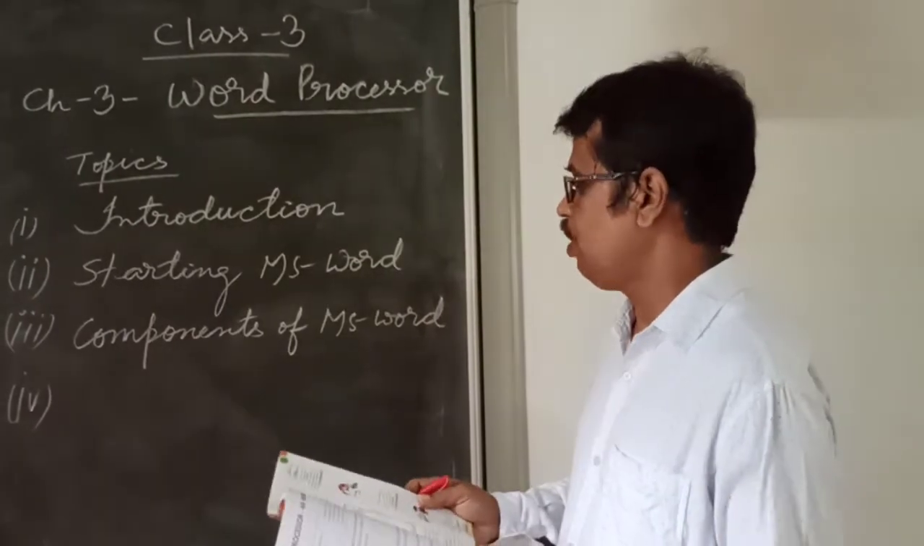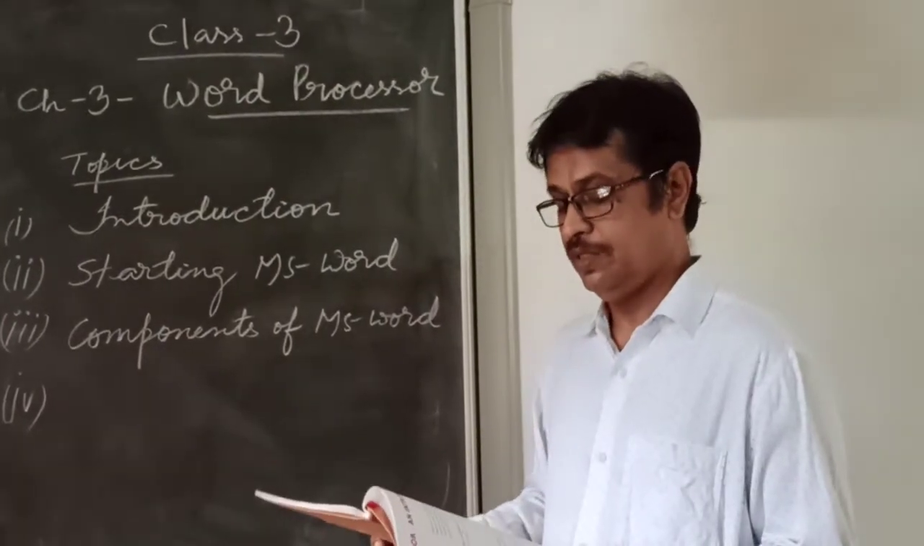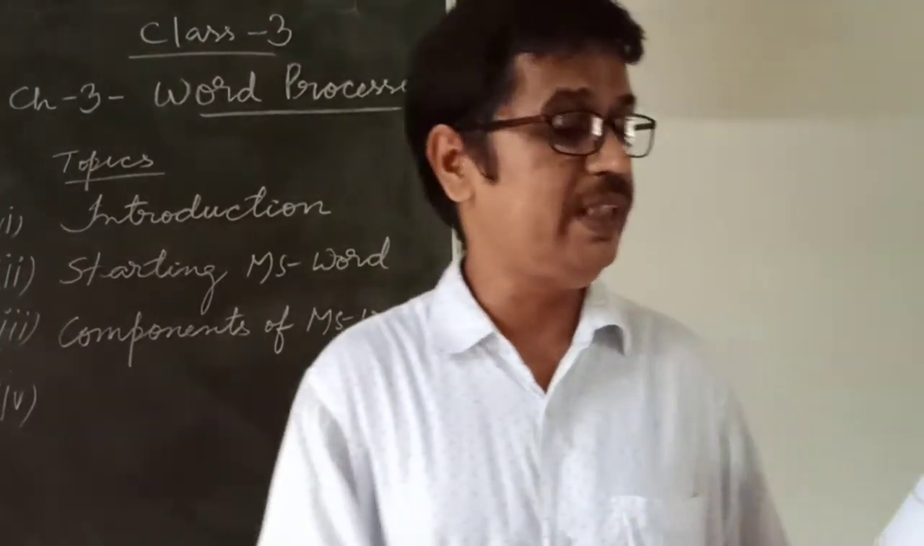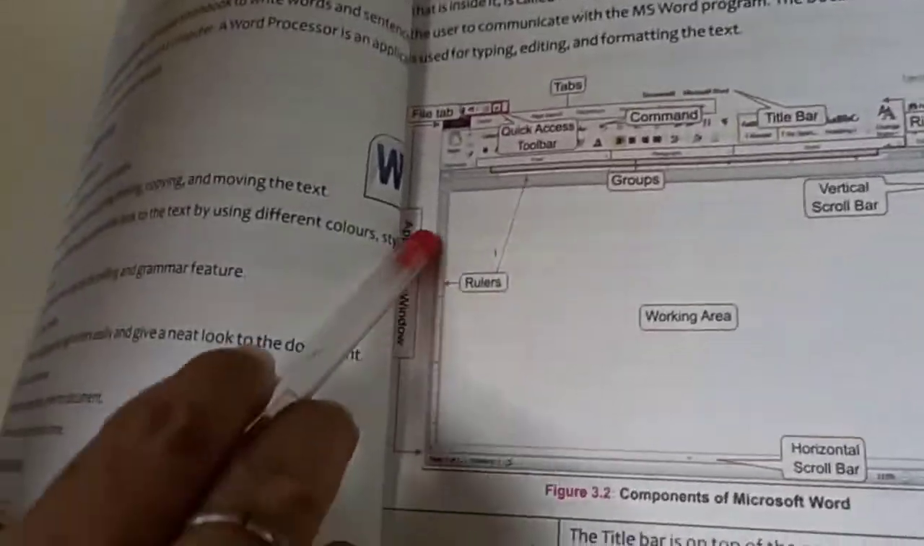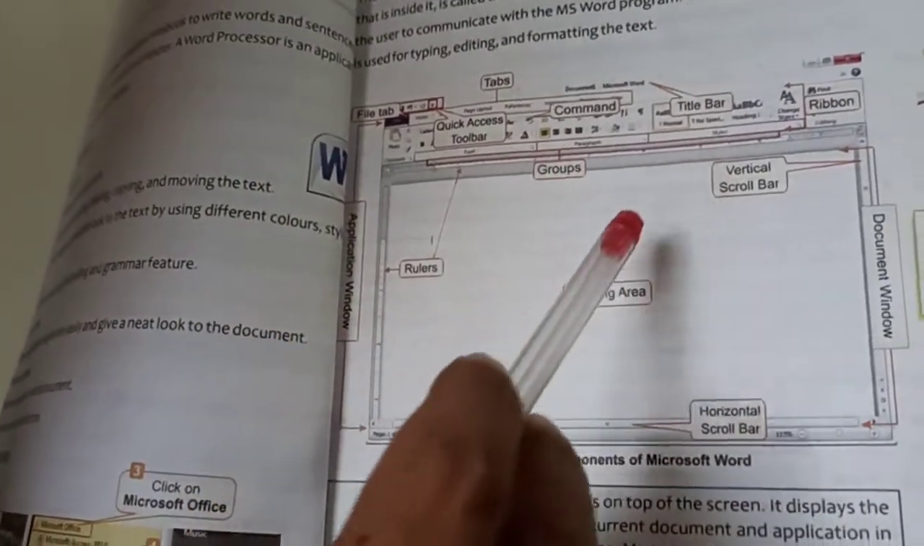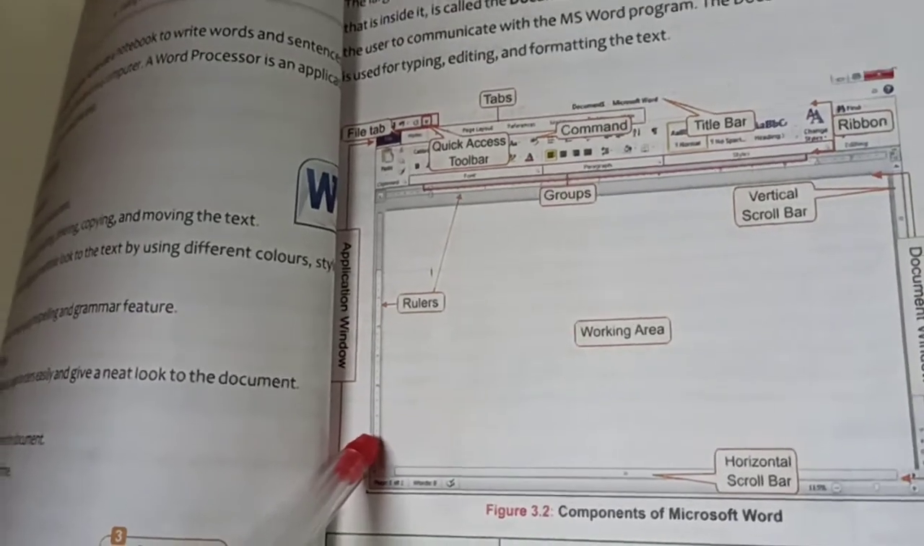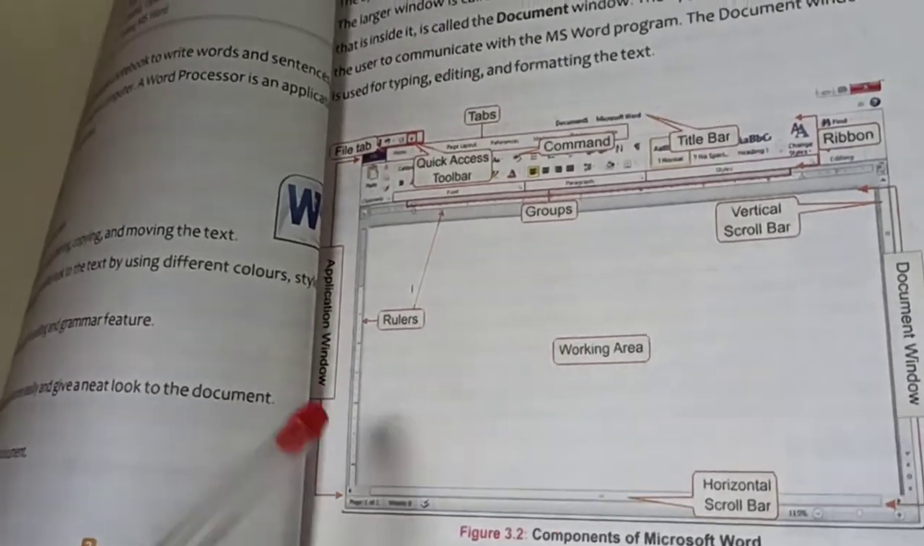Now the next component is rulers. See, if you can see, this is the vertical ruler, this is the horizontal ruler. This is called the ruler.